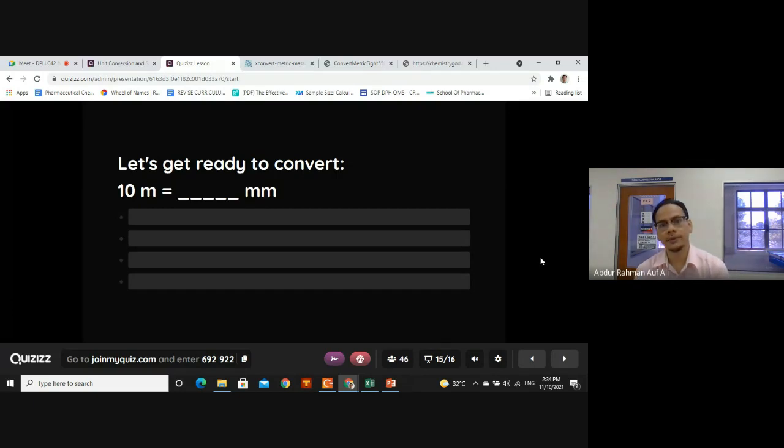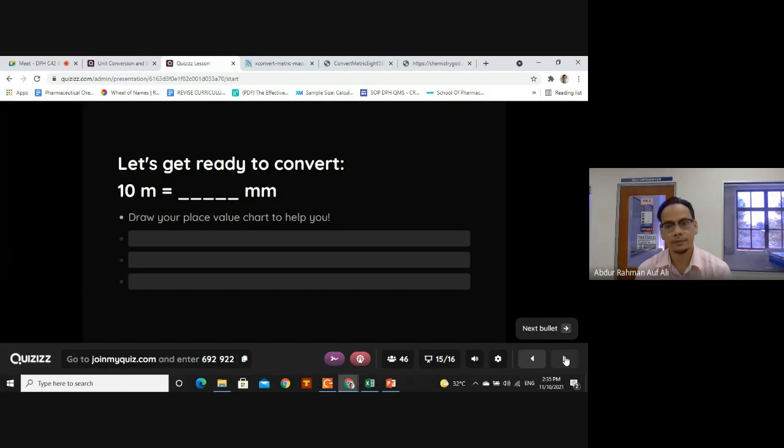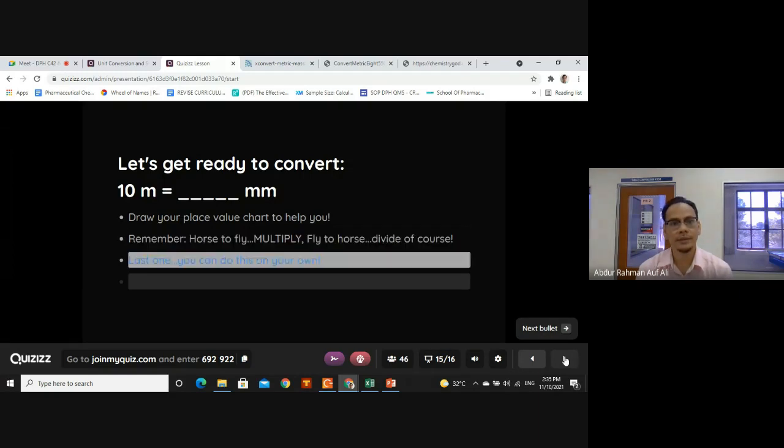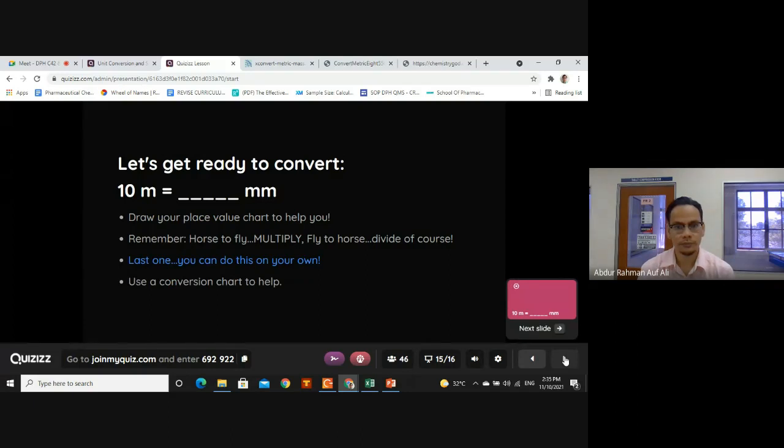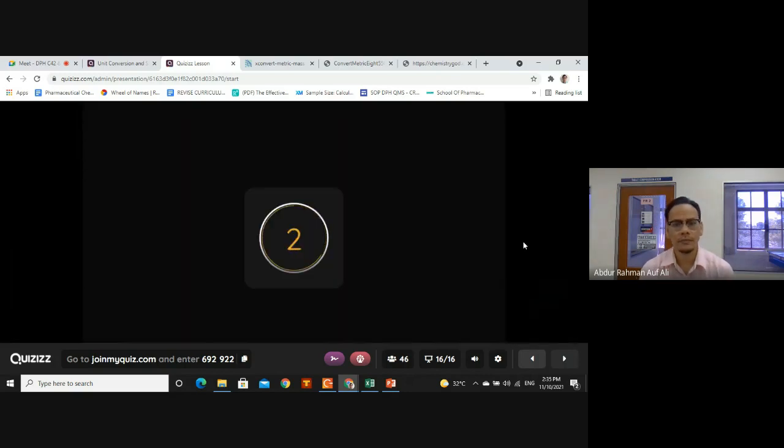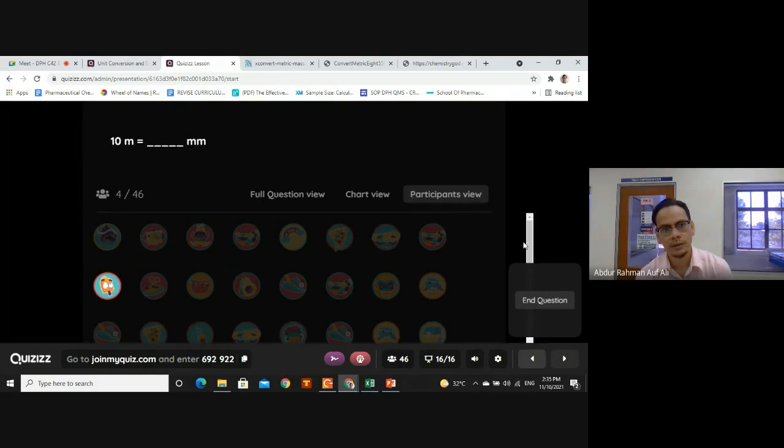Okay, another example, still length, distance: 10 meters to millimeters. Yes, this time it doesn't give the conversion factor. So, can you do this? Do you need to divide or multiply? After you figure that out, what number do you divide or multiply with?